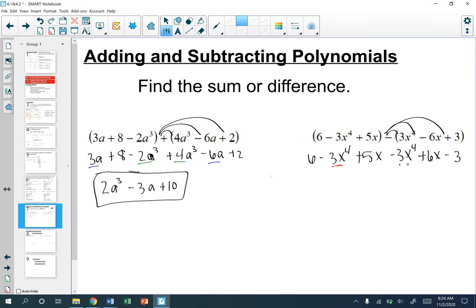I'm just going to use some color coding here to make it a little bit easier for me. All right, so I combine my x to the fourth. I have negative 3x to the fourth minus 3x to the fourth gives me negative 6x to the fourth. My next is x, so 5x plus 6x gives me 11x. And then I have 6 minus 3 gives me 3.